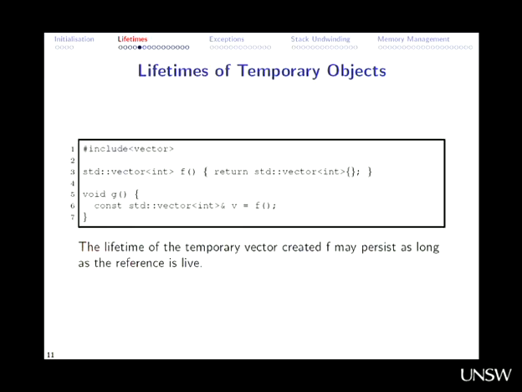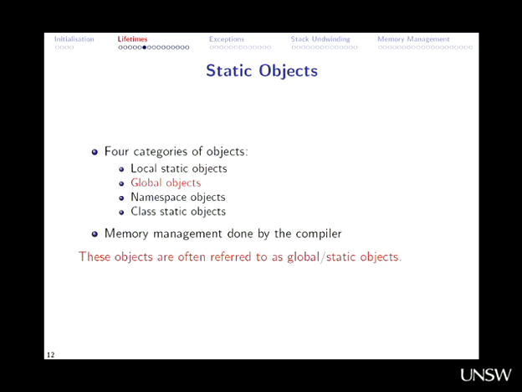So we've looked at local objects, we've looked at temporary objects. Let's go look at static objects. There's 4 types of static objects: local statics, global objects, namespace objects, and class static objects. Memory management is done by the compiler. These things are often referred to as global or static objects. And generally, we tell you do not have global variables. Global variables are static variables, and we'll see how they work in a few minutes.